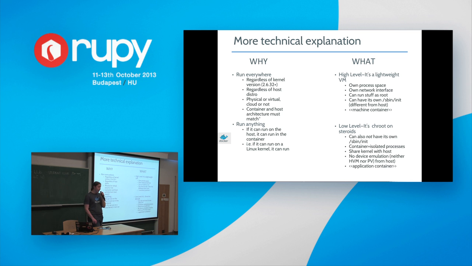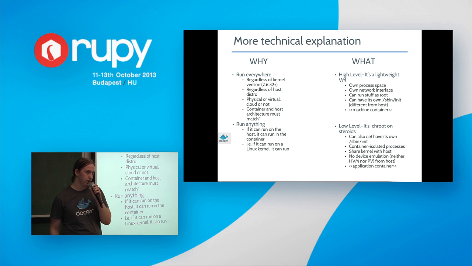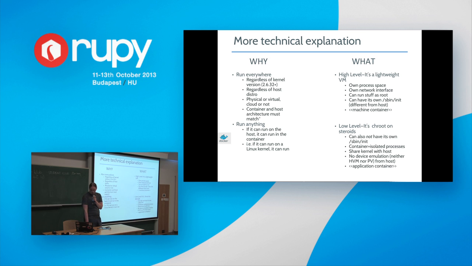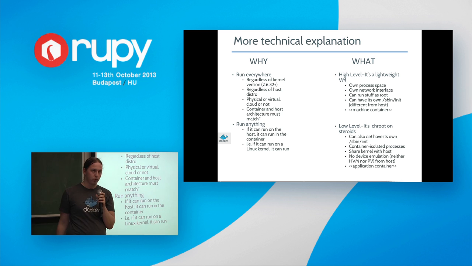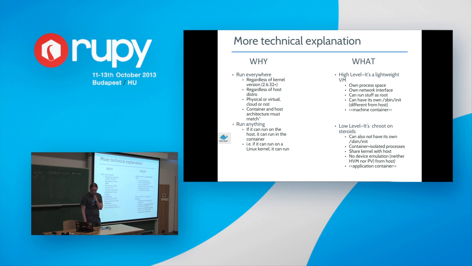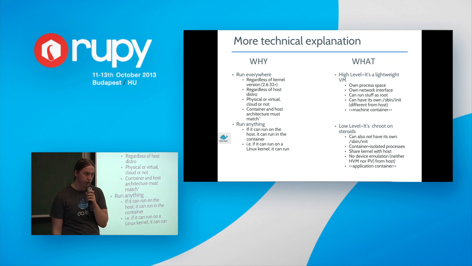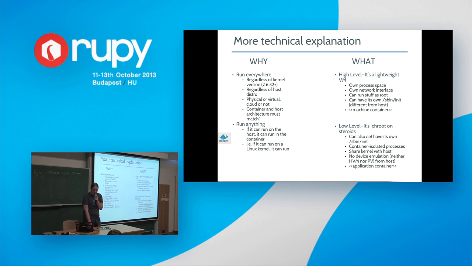You can run anything that's able to run on the host because we're using the kernel of the host in the containers. At a high level, it's a lightweight VM, so you have your own process space, your own users, et cetera, inside the container, your own environment, your own dependencies. And it's also chroot on steroids because you can also run a single application, a single process, inside the container, so it's completely isolated.